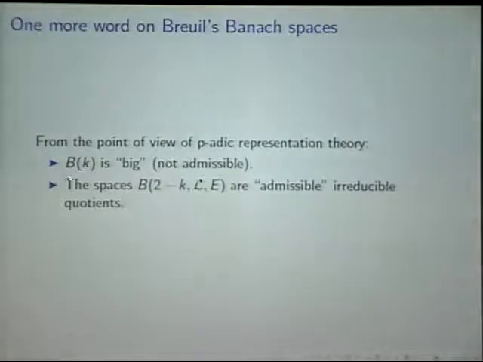Here's what you should think about. B of k, which is the dual of O of k, is some big space. When you put in L, you get quotients of this Banach space B of k parametrized by the L invariant. Somehow, in the Langlands picture, B of k is just the information that comes from the classical picture, the Hodge weights and the Frobenius. And then when you pick an L invariant, you get an irreducible quotient of this big representation.